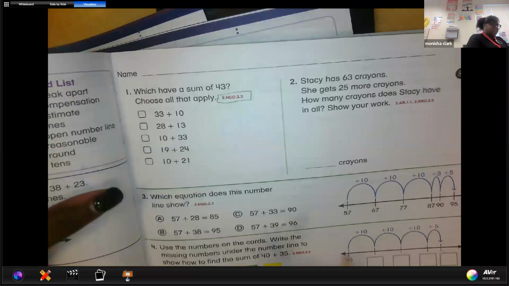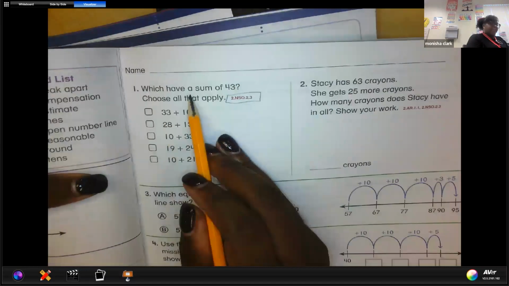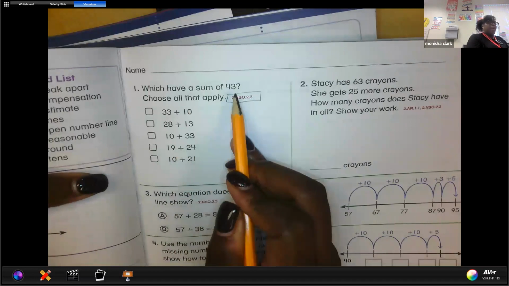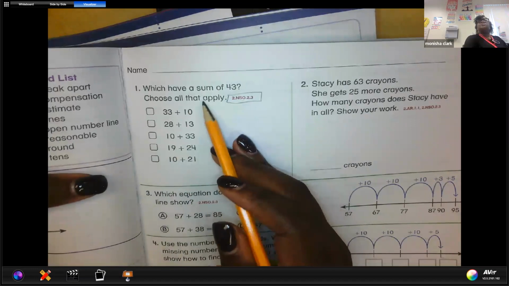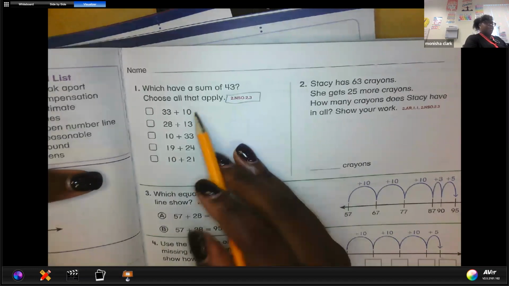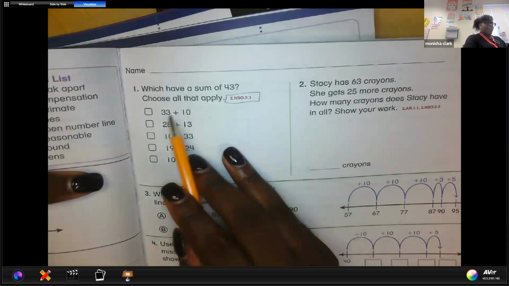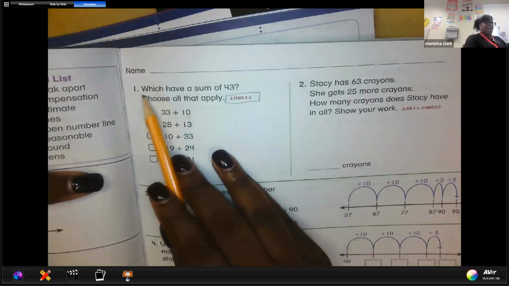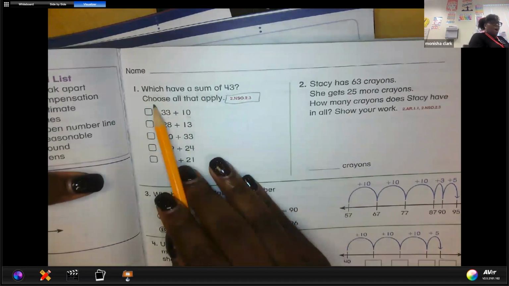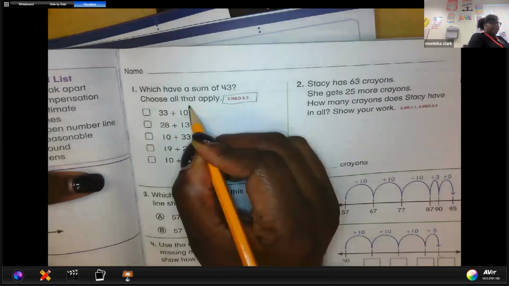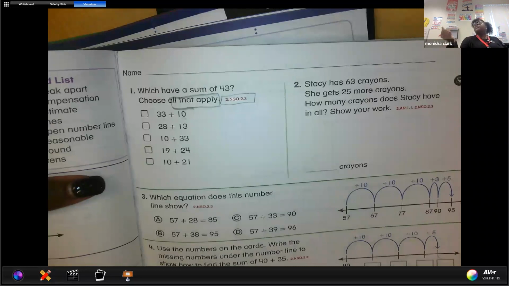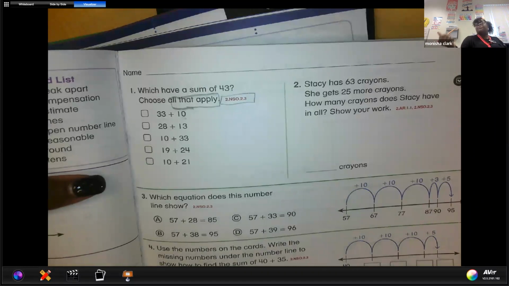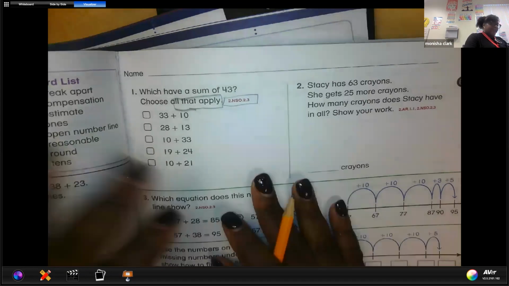So, which have a sum of 43? What is a sum? Yes, Drew. The two numbers in the addition problem. So which have a sum of 43? Choose all that apply. Remember, guys, on your quiz, when you do not choose all that apply, what happens? You get the question wrong, even though you had some of it right. So let's look at this.